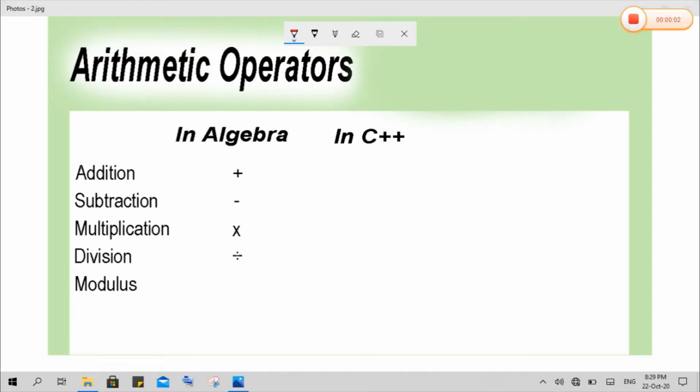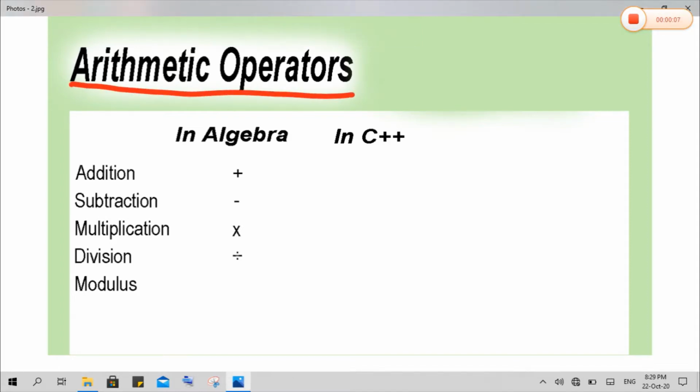So we are discussing arithmetic operators in programming. We will discuss these arithmetic operators in algebra as well as in C++. These are the basic arithmetic operators that are used in algebra as well as in C or C++ languages, and here you can see the signs that are used in algebra. Let us compare how we use different signs in the C++ language.